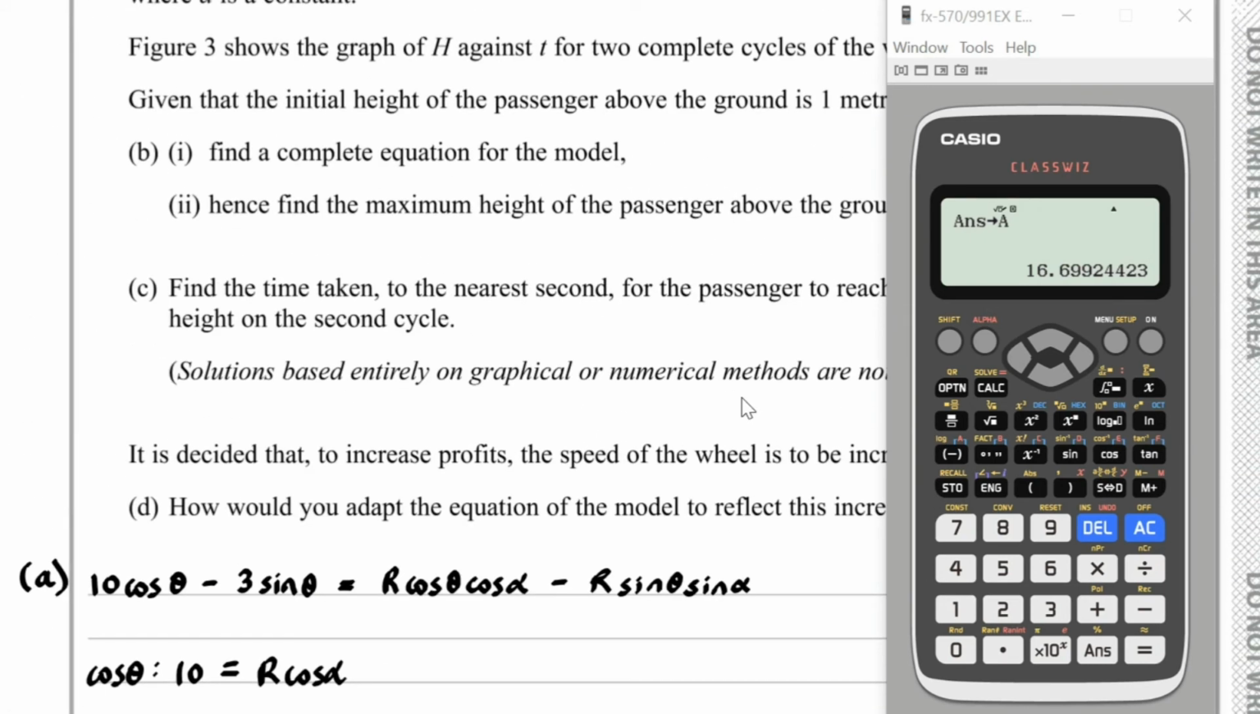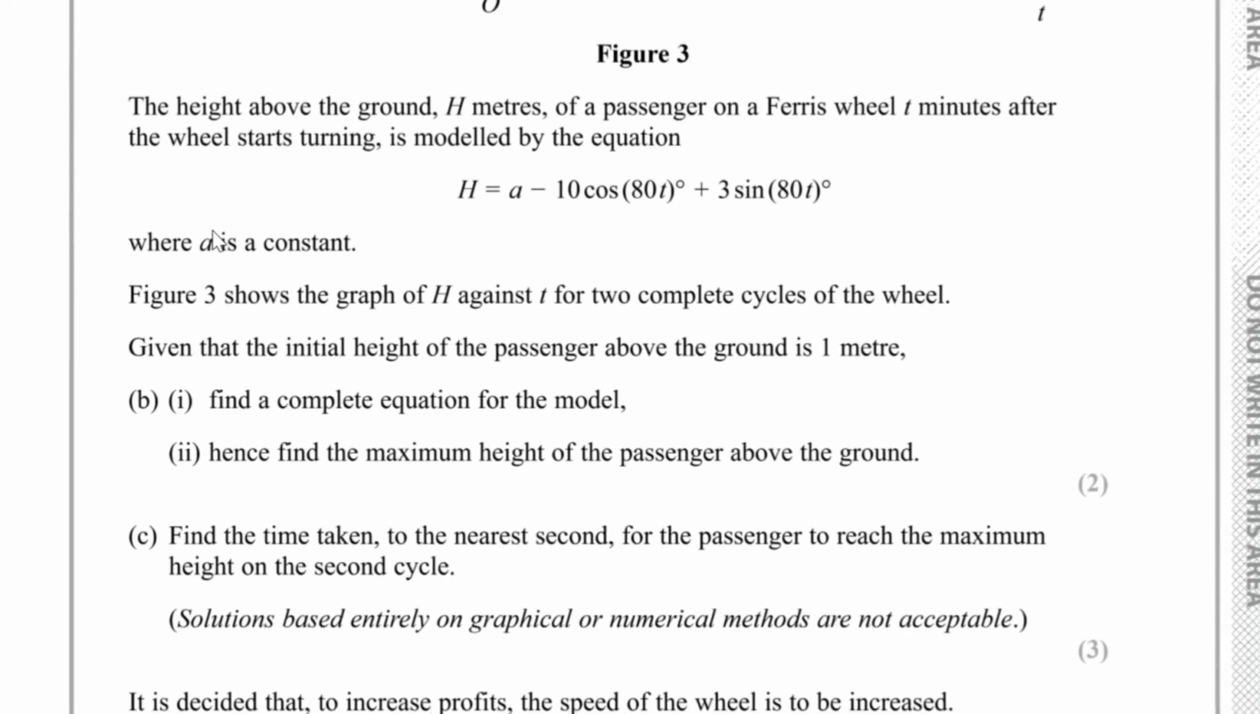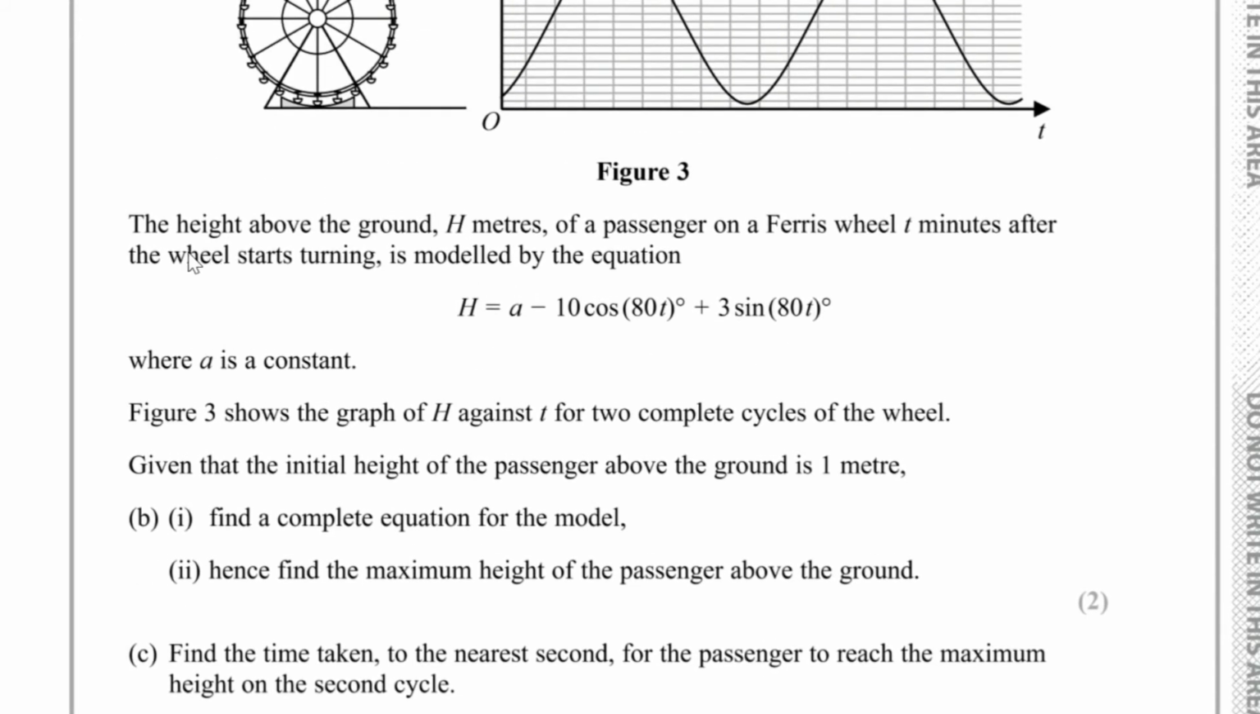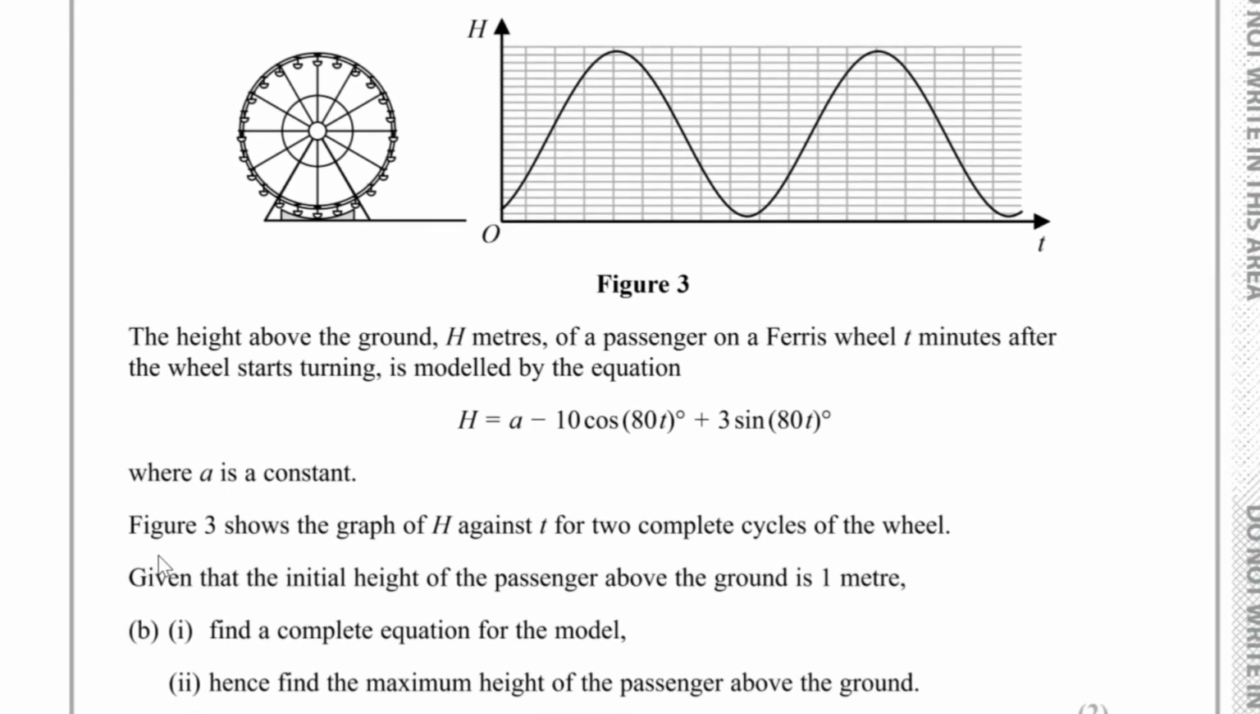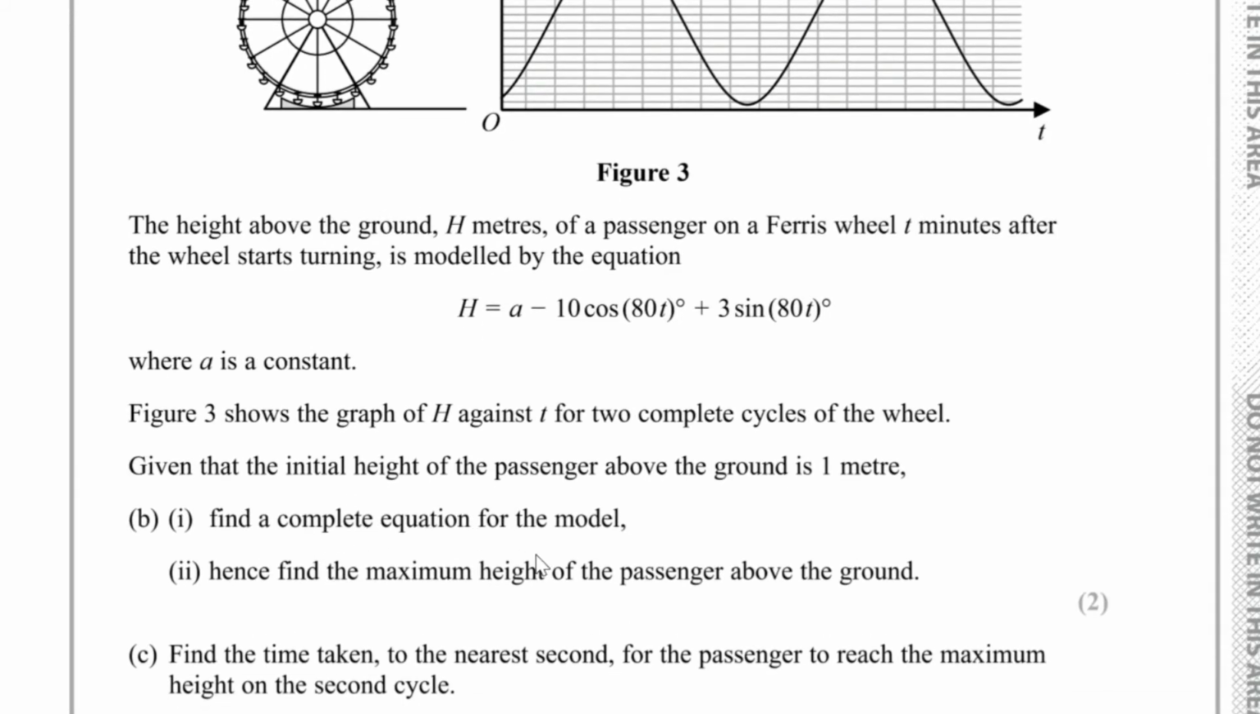Now for the first part of part B, well, let's read the question beforehand. The height above the ground h meters of a passenger on a Ferris wheel t minutes after the wheel starts turning is modelled by the equation h equals a minus 10 cos of 80t degrees plus 3 sine of 80t degrees, where a is a constant. And figure 3 shows the graph of h against t for 2 complete cycles of the wheel, and given that the initial height of the passenger above the ground is 1 meter, we have to find a complete equation for the model and hence find the maximum height of the passenger above the ground.